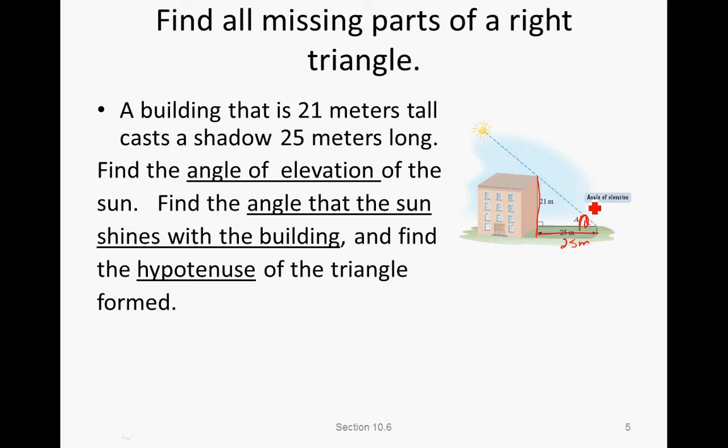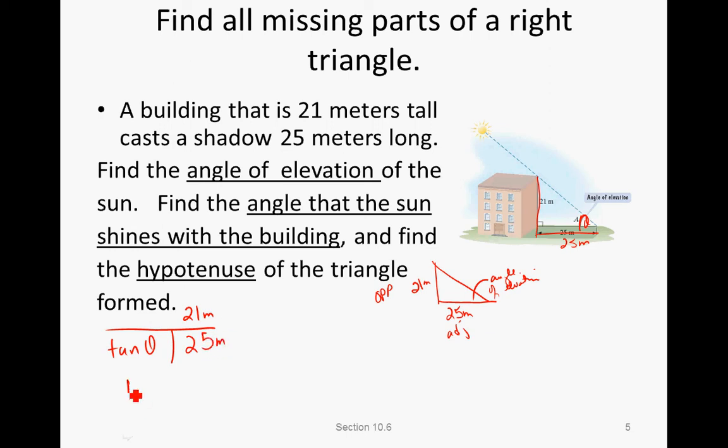So one of the first things I want you to realize is that we have the angle of elevation for our right triangle, and that angle of elevation is right here. And we know that this building is 21 meters tall, and we know the shadow is 25 meters long. So we are aware from that angle of the opposite and the adjacent sides, so that would be the tangent function. The tangent of that angle of elevation equals the opposite side divided by the adjacent side.